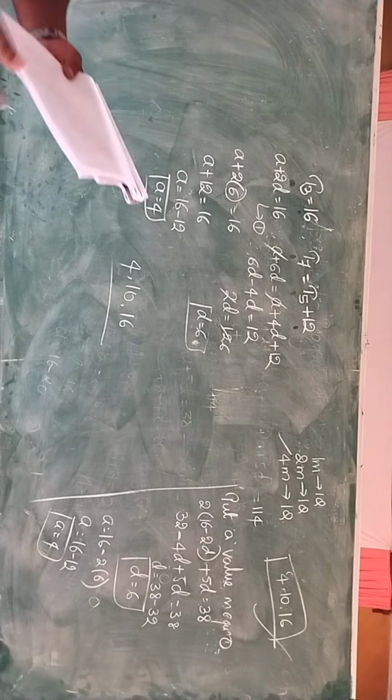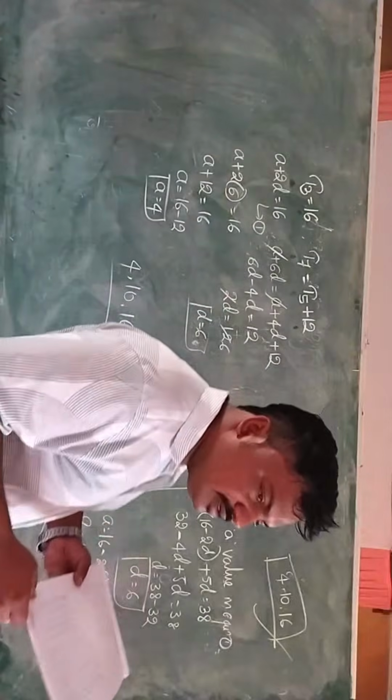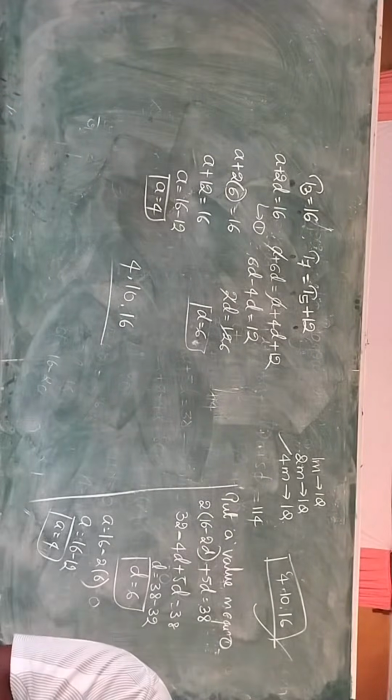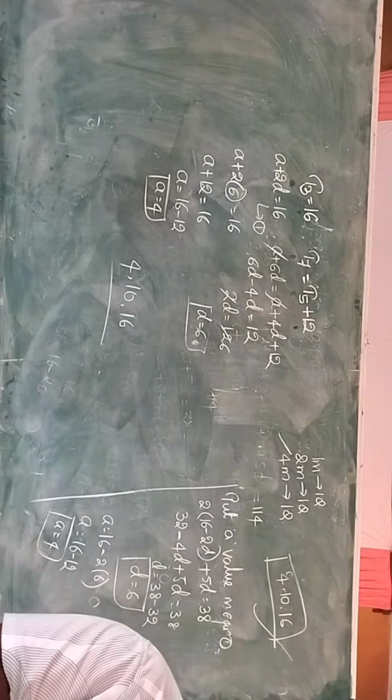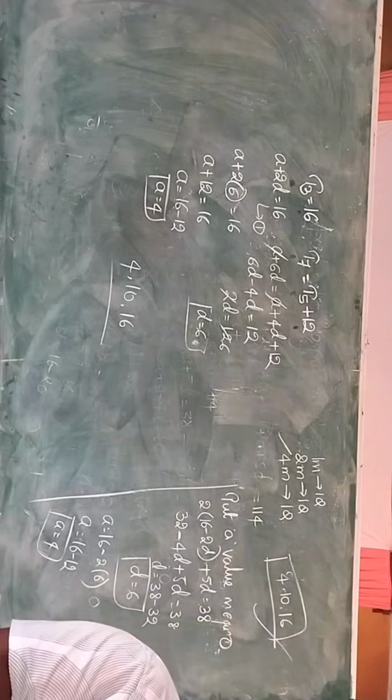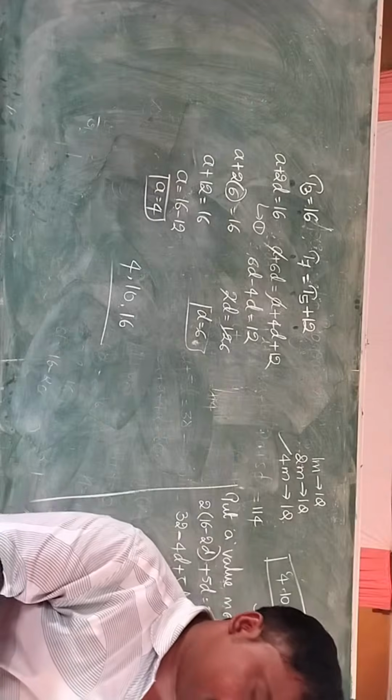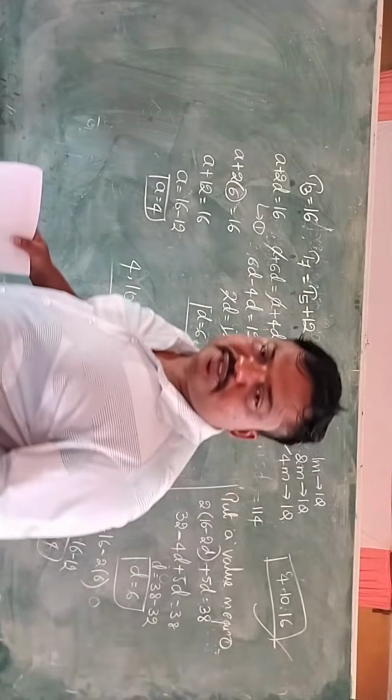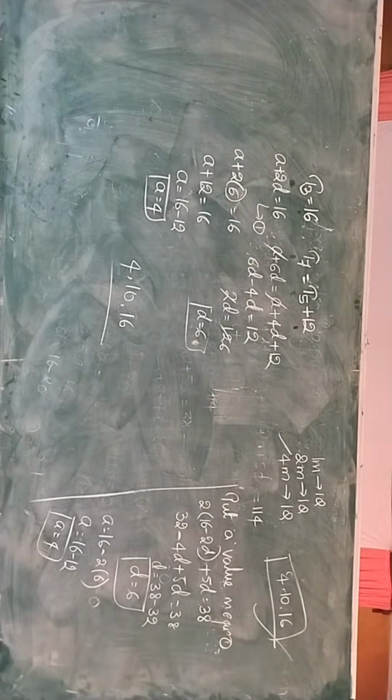The digits of a three-digit number are in arithmetic progression, and the sum of the digits is 15.